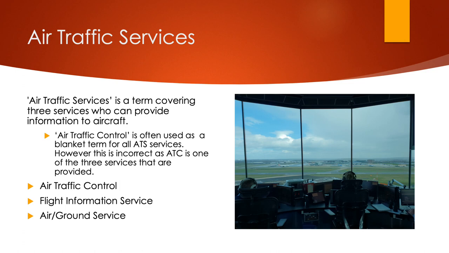So the first topic we'll be looking at is the air traffic services. The air traffic services is a blanket term which covers three main services that we have in the UK. Sometimes air traffic control is used as a generalization, but this is incorrect. We use the air traffic services, which cover three main: the air traffic control, the flight information service, and the air ground service. Each aerodrome in the UK will cover one of these services if they're licensed, and we're going to go through all three and what that covers.